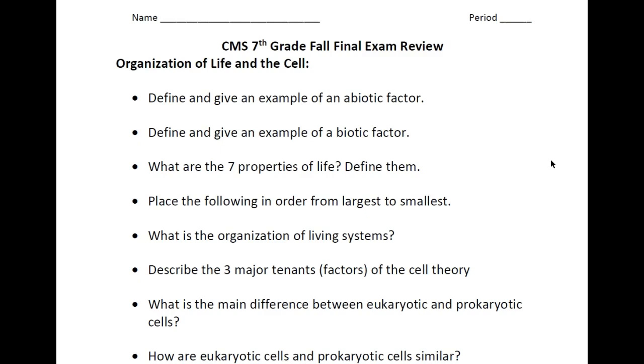Abiotic means it's not biotic. In other words, it's not from biology. It's not something that's living or came from living. So, like a rock would be an abiotic factor.